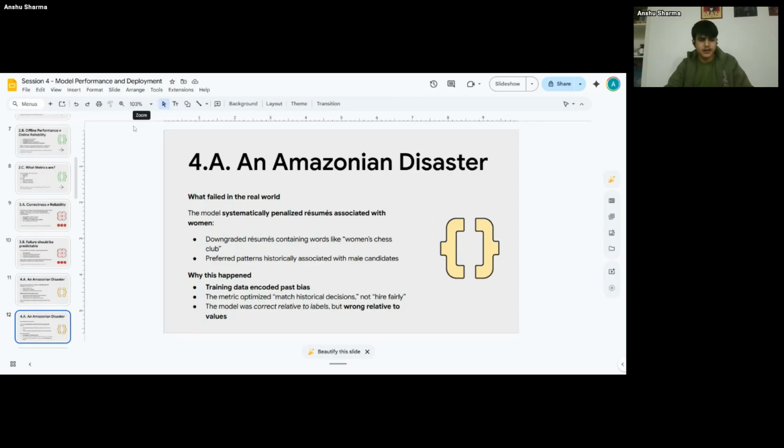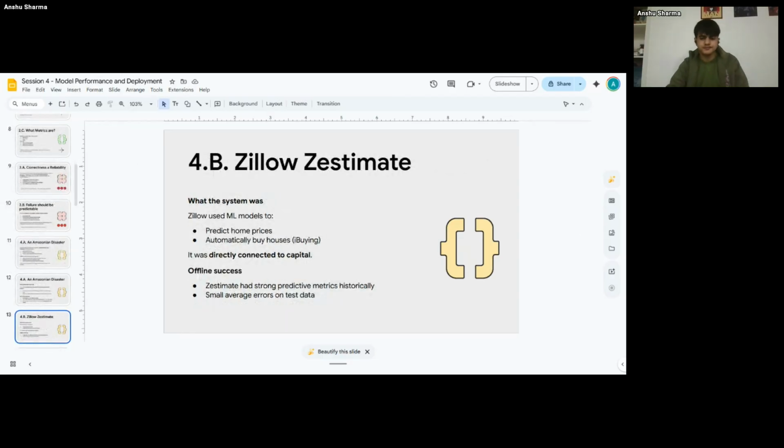So this was Amazon. And we have another case study about Zillow, right? So what Zillow did, Zillow used ML models to predict house prices, and not only that, it also automatically bought those houses. So they introduced a feature called iBuying, which automatically bought houses based on predicted home prices by some ML model, right? So now the first problem over here is that they have directly linked the ML model to a financial aspect, right? It is directly linked to capital, because not only is the model predicting, it is also doing the buying. So that means there is capital involved.